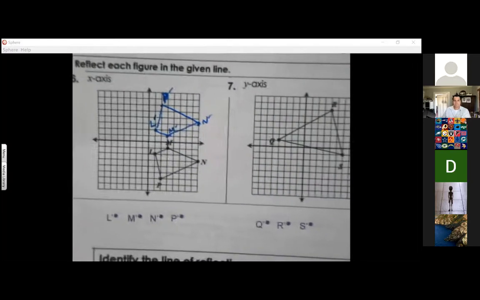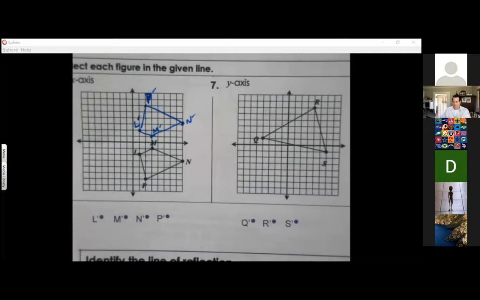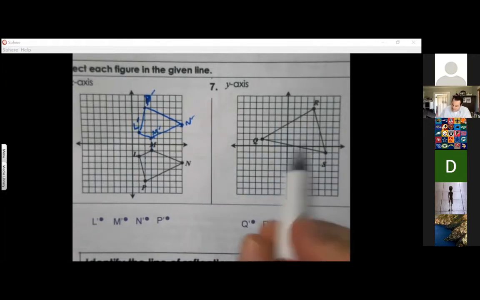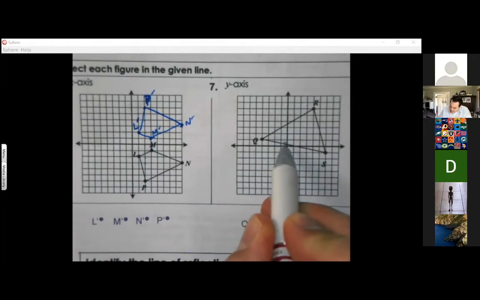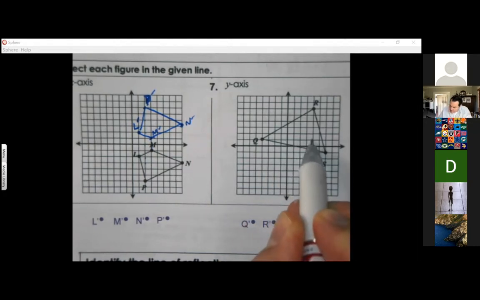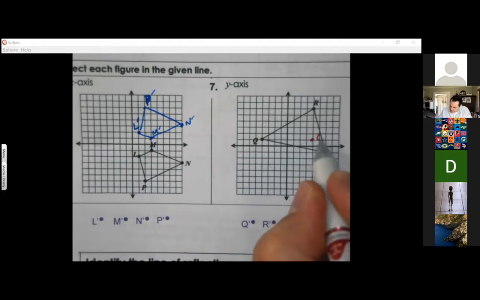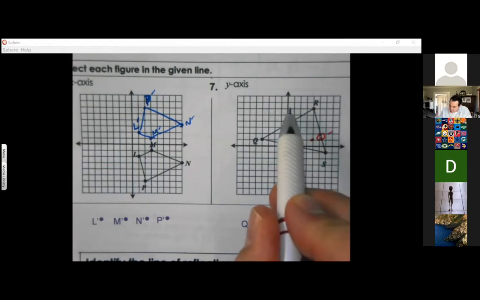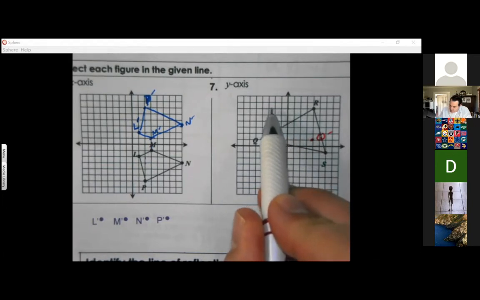Okay, this one's asking us to fold it over the y-axis this way. So that means I'm just going to see how far away I am from the y-axis, 1, 2, 3, 4, and continue that same number on the other side. So it's a little weird that some of them go to the right and some of them go to the left. 1, 2, 3, 4, 1, 2, 3, 4.